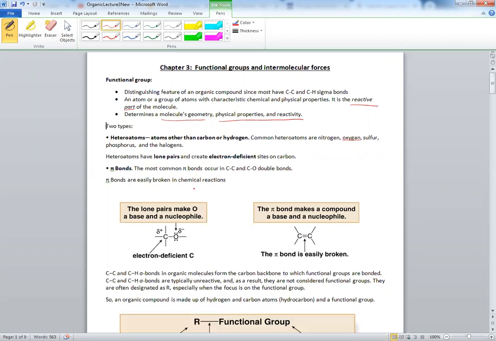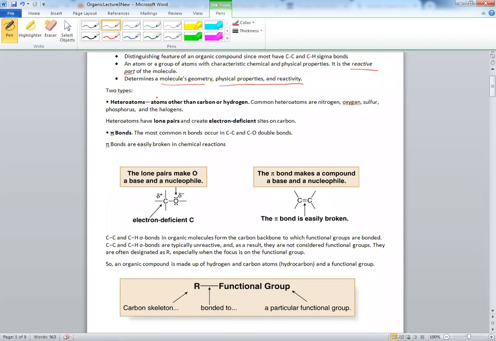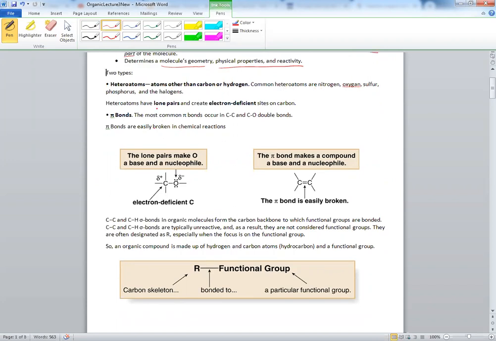So what are the two types? Well, you have one with a heteroatom. Those are atoms other than carbon or hydrogen. Anytime in organic you hear heteroatoms, you know that these are non-carbon, non-hydrogen atoms. So they're like nitrogen, oxygen. These are the most common ones: nitrogen, oxygen, and sulfur. And then you have pi bonds. Pi bonds are easy to break, and they again drive chemical reactions.